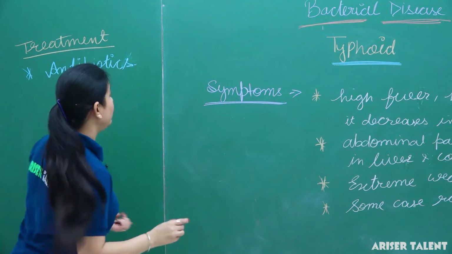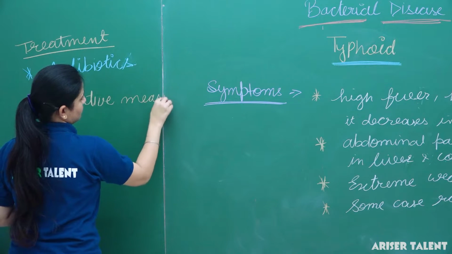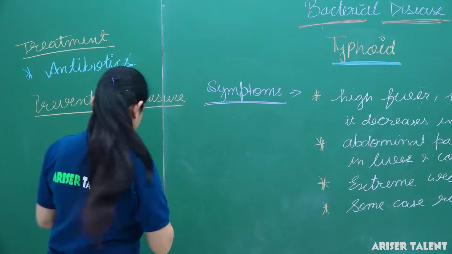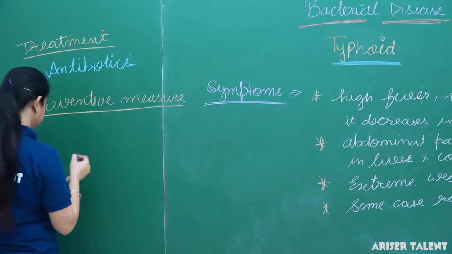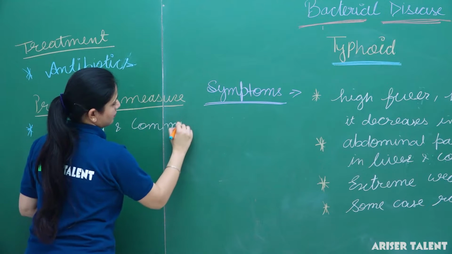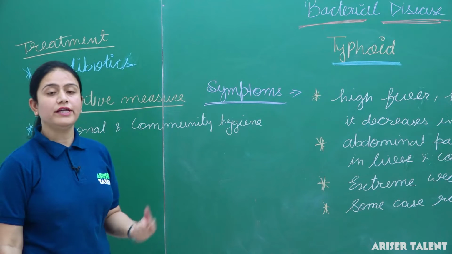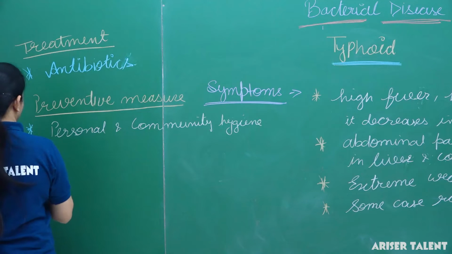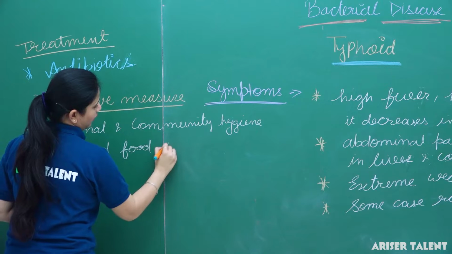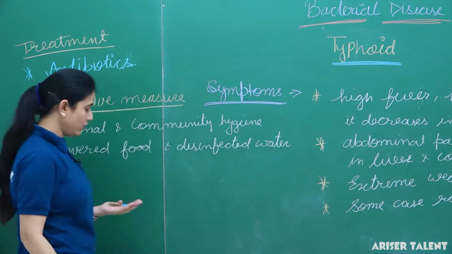And if we talk about preventive measures, then personal hygiene and community hygiene are the main measures of prevention. Then we should always take covered food, and we should take disinfected or boiled water.